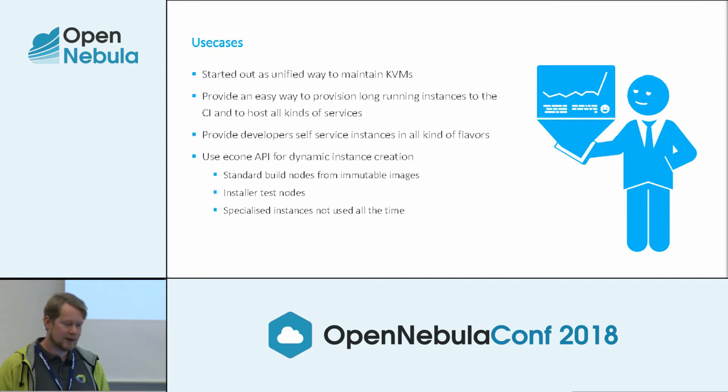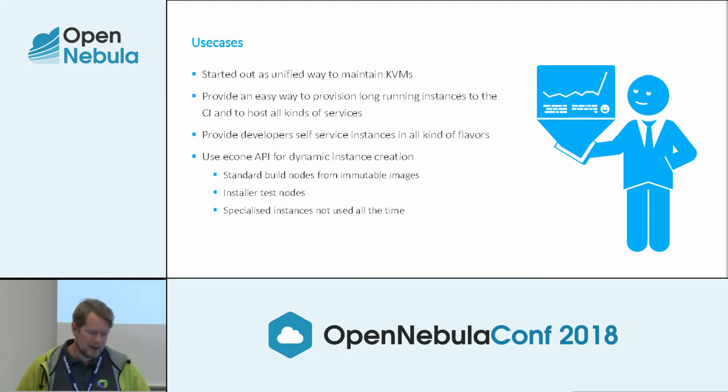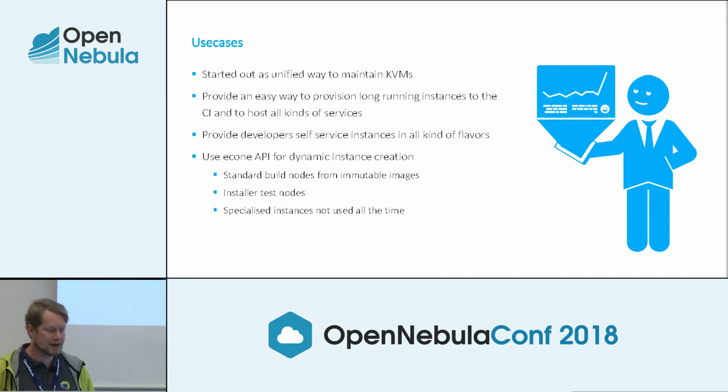It provides us with an easy way to ramp up new instances for the CI or for services that are long running. We can also offer self-service to our developers, so everybody can just go to OpenNebula, click an instance, work with it, and throw it away if you don't need it anymore. And that's our main driver really in the CI: the EC2 API that we use for dynamic instance creation. That's where I really want to focus, because we use it by now basically everywhere.